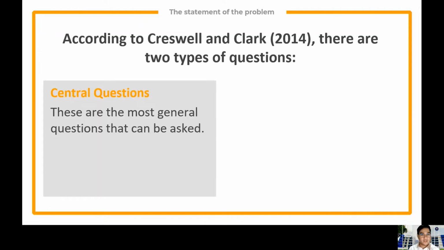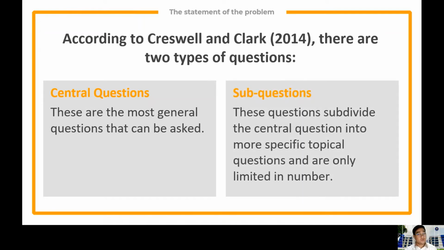Okay, let's proceed. According to Creswell and Clark in 2014, there are two types of questions. The first one is central questions. These are the most general questions that can be asked, questions that are obvious, or rather can be broadened. And then we have subquestions. These questions subdivide the central questions into more specific topical questions and are only limited in number.